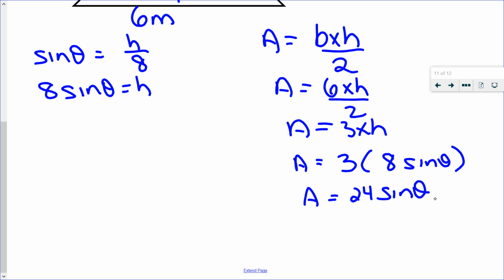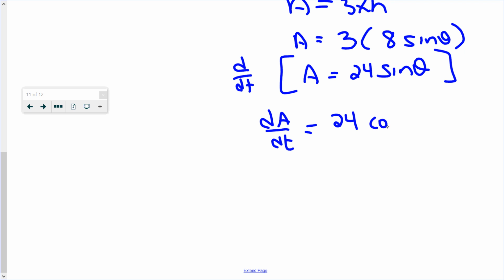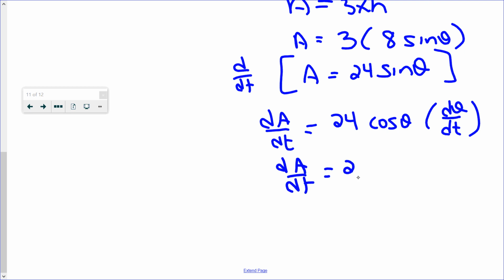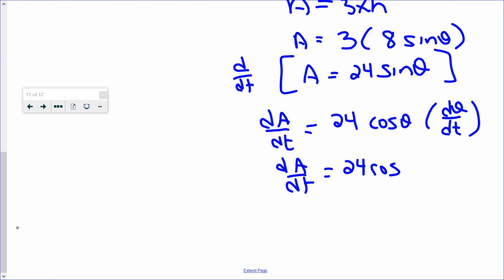Okay, let's take the derivative of that with respect to time. So take the derivative of both sides with respect to time. So I'll end up getting dA by dt equals 24. The derivative of sine is cosine theta, and the derivative of theta with respect to time, d theta by dt. So I want to know the rate at which the area is changing when theta is pi over 6. And the rate of change of the angle was negative 0.035.